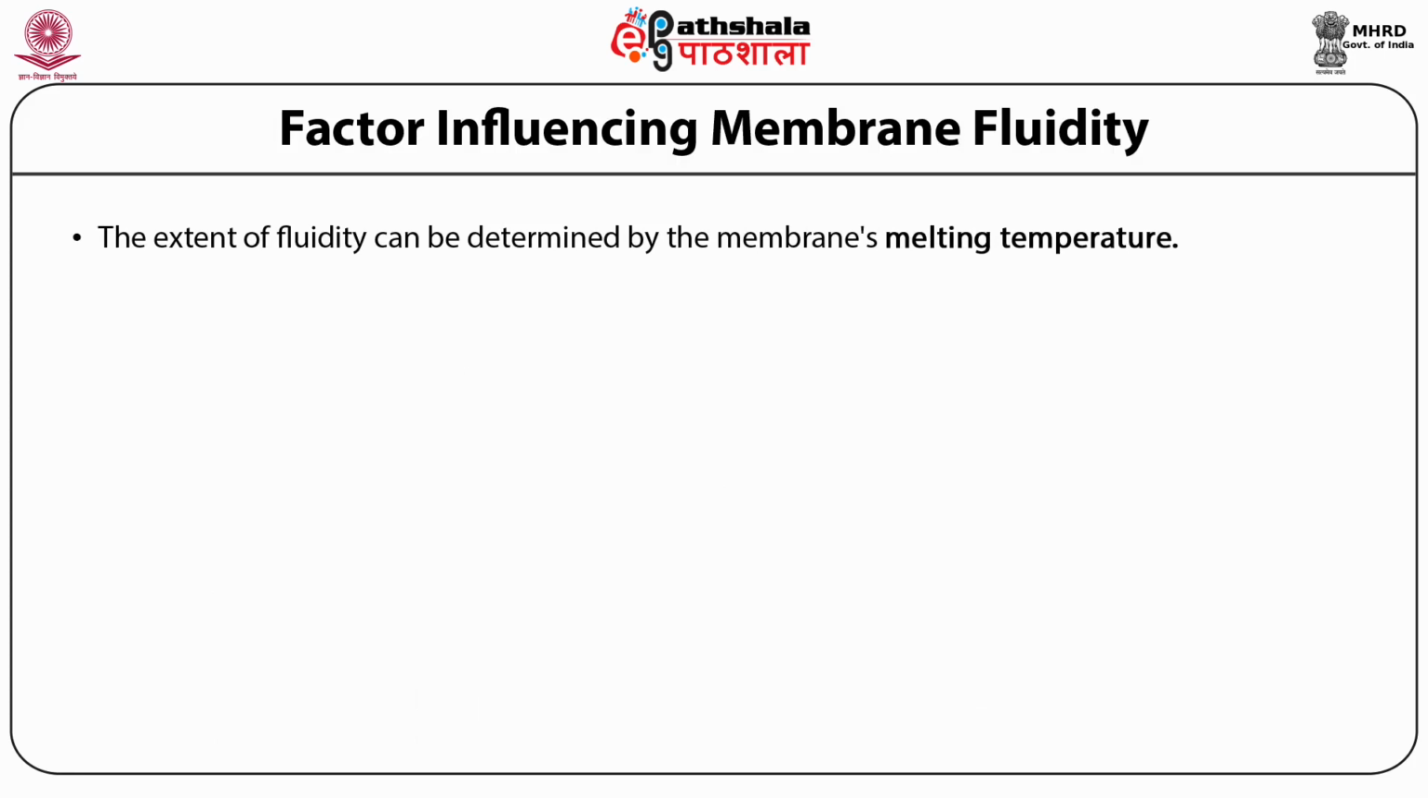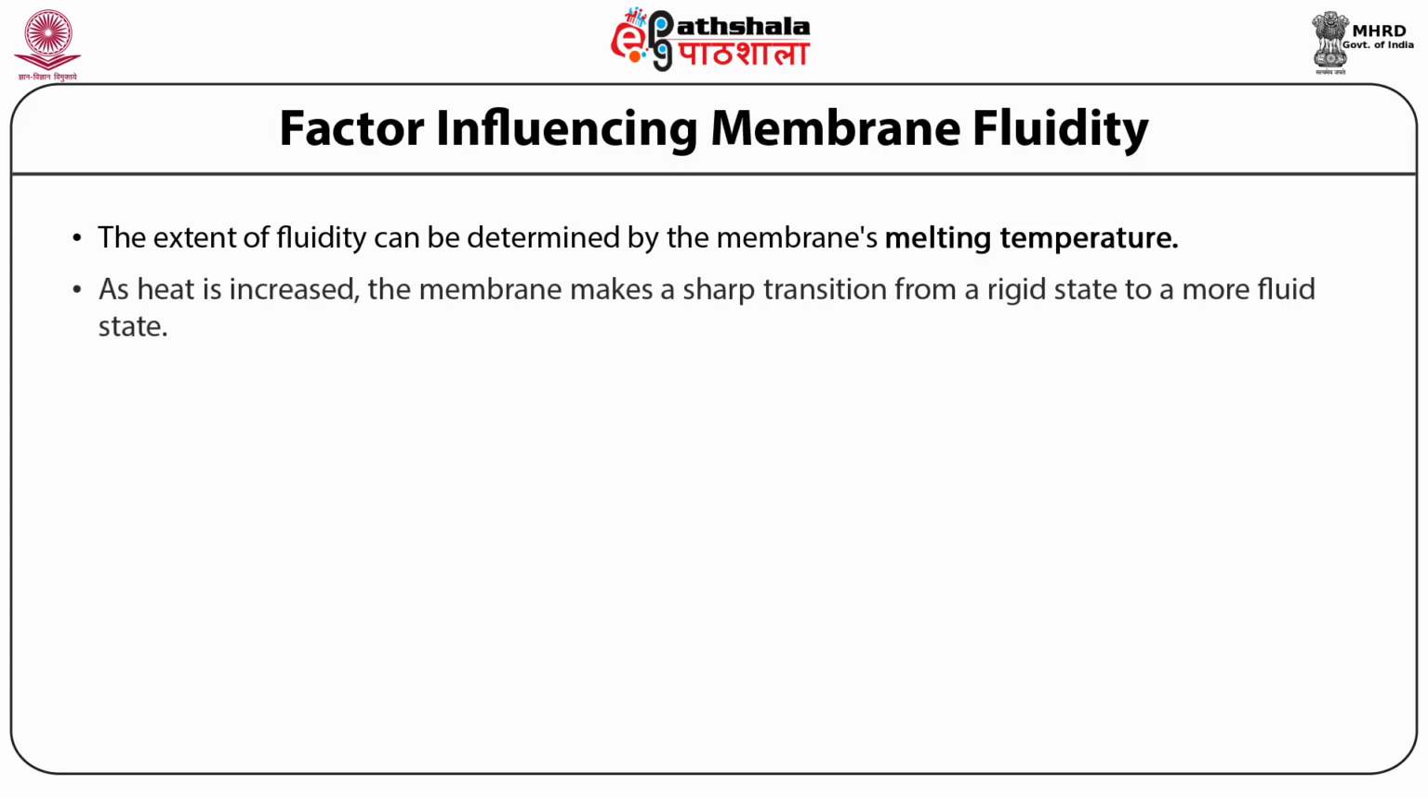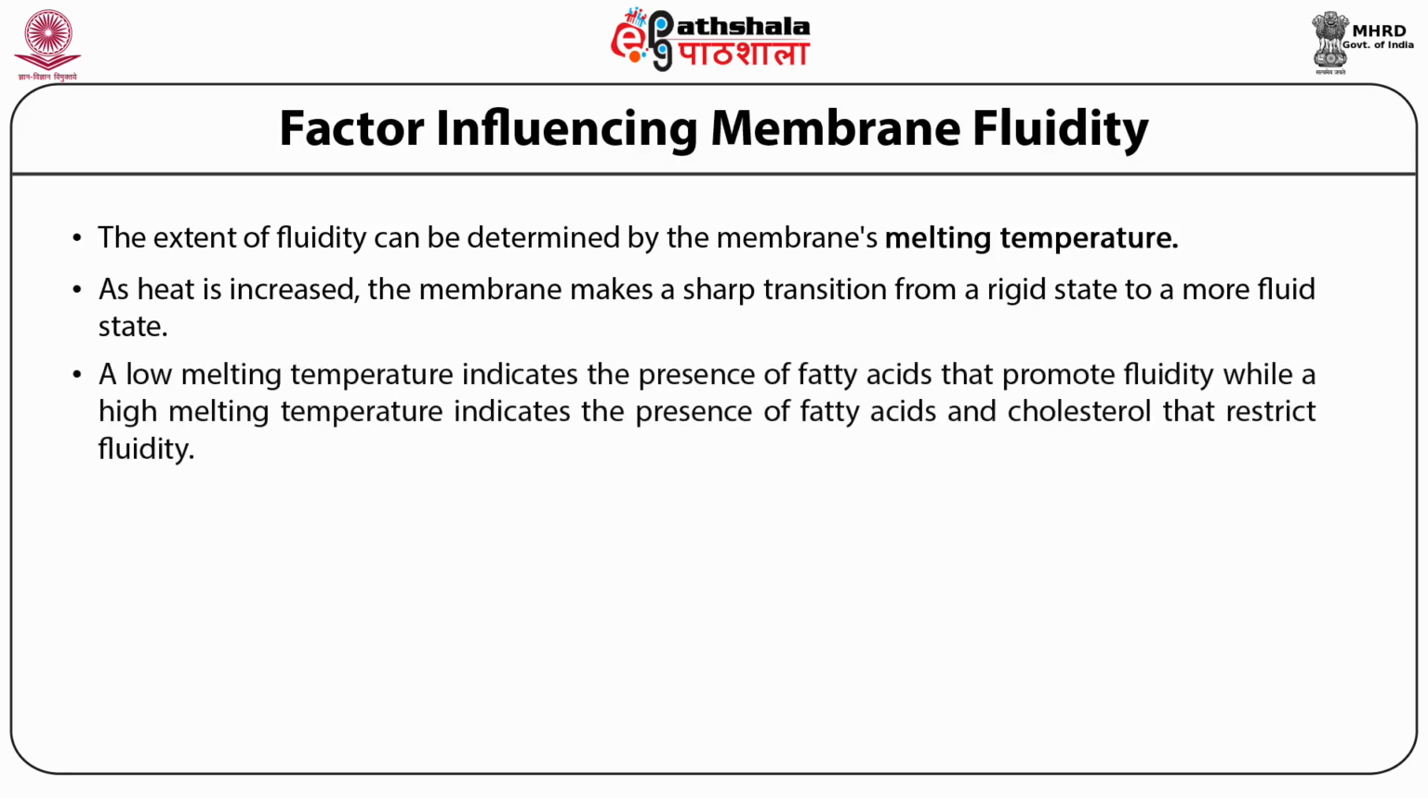The extent of fluidity can be determined by the membrane melting temperature. Melting temperature is the temperature at which 50% of the membrane exists in liquid form and 50% exists in solid form, or the liquid-solid transition. So, 50% liquefaction of the membrane. As heat increases, the membrane makes a sharp transition from a solid to a more fluid state. A low melting temperature indicates the presence of fatty acids that promote fluidity, while a high melting temperature indicates the presence of fatty acids and cholesterol that resist fluidity.